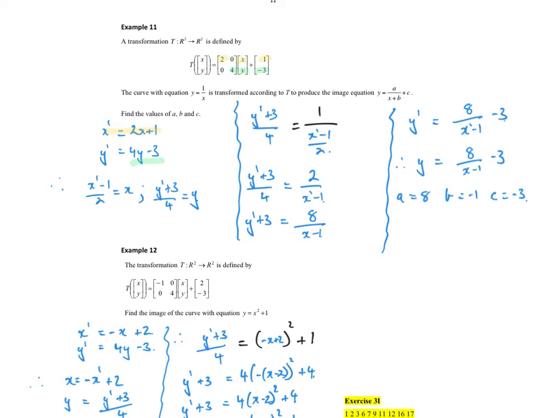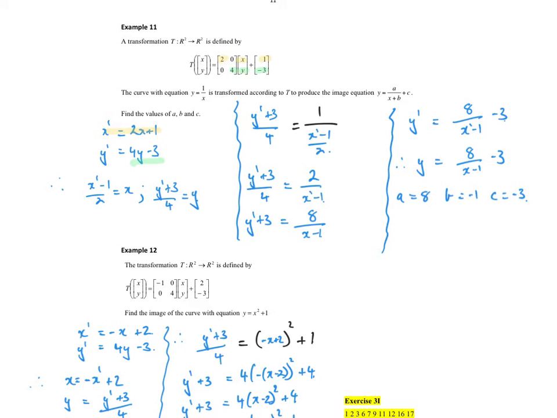Rearrange: x minus 1 on 2, or x dash minus 1 on 2, and we get y dash plus 3 on 4 as the new x and y values. So once we've got that, we can just substitute those into whichever rule we've got.